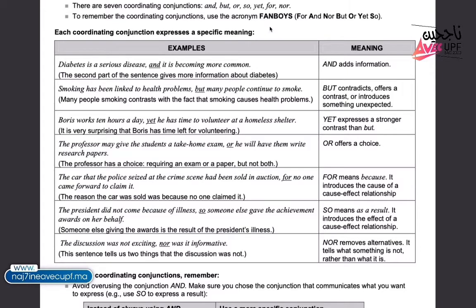So smoking has been linked to health problems. But here, but gives a contrast, it contradicts. It offers a contrast, introduces something unexpected.